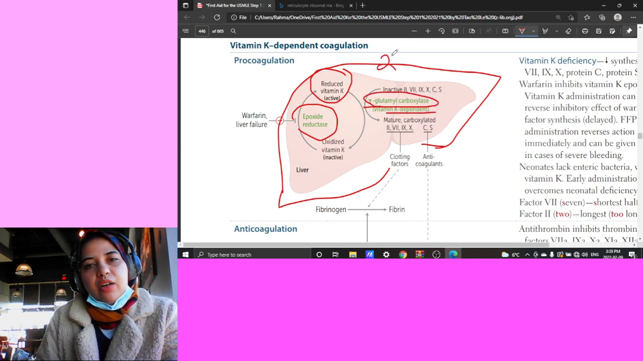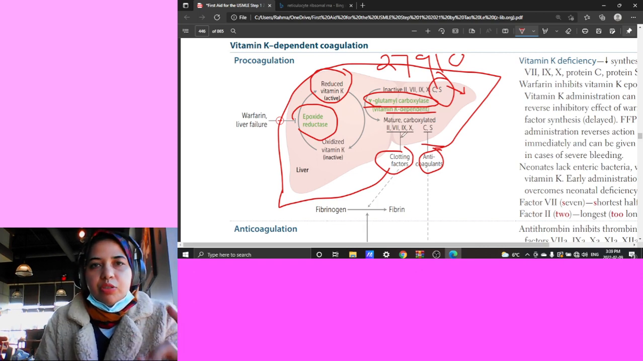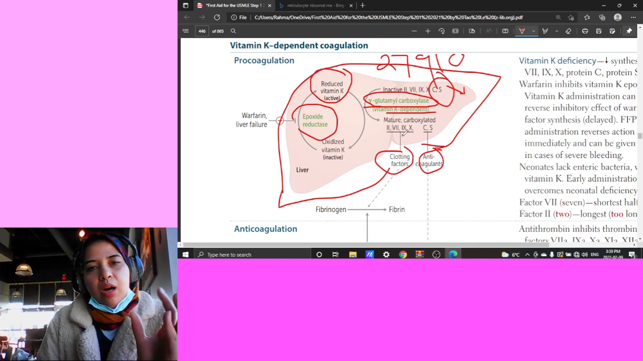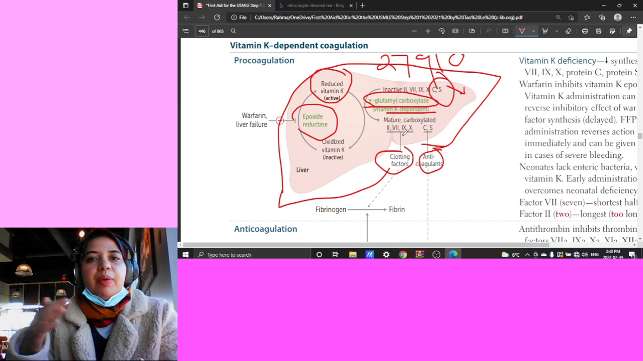And which ones are they? Factors 2, 7, 9, and 10, and proteins C and S. Proteins C and S are anticoagulants that we have in our body. So these two are anticoagulants, and these are the clotting factors. Again, reduced vitamin K from epoxide reductase is needed for gamma glutamyl carboxylation of these inactive factors 2, 7, 9, and 10 and protein C and S, and then they become activated.